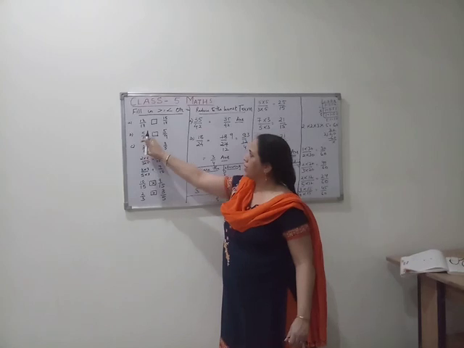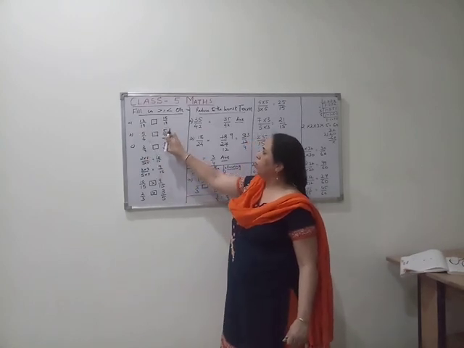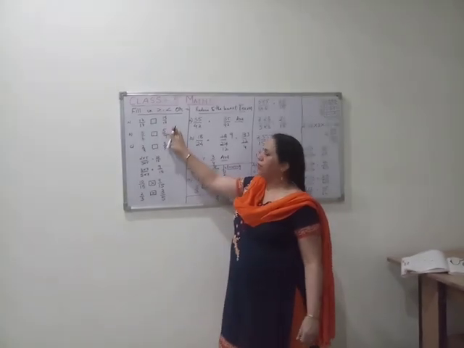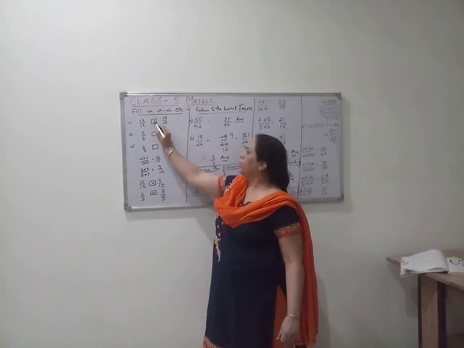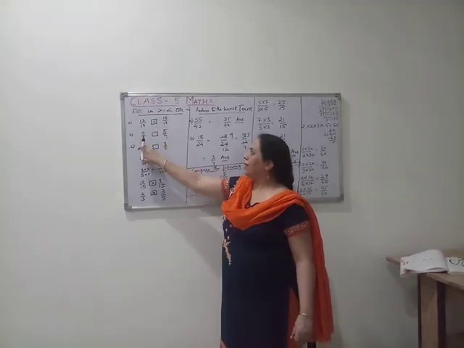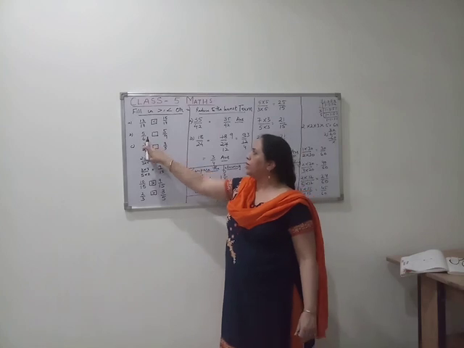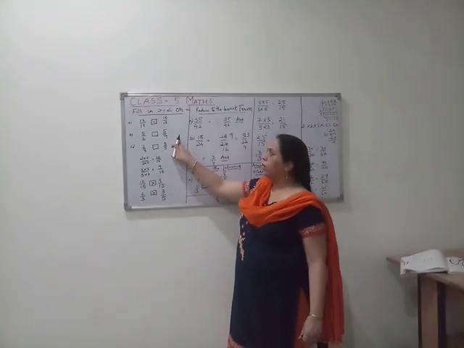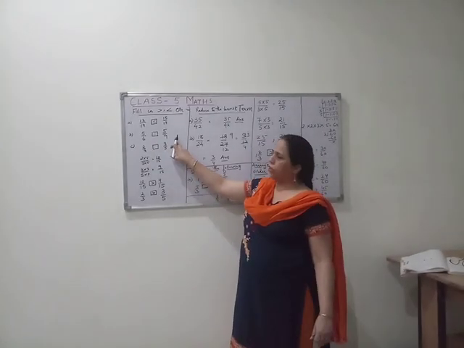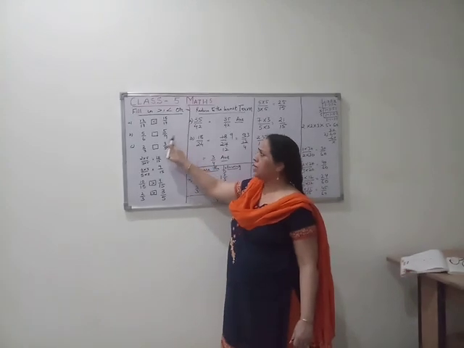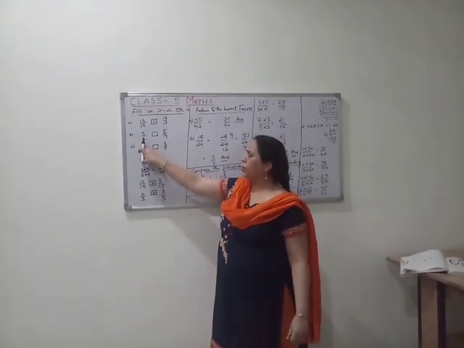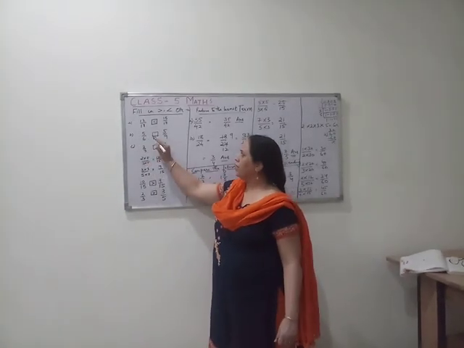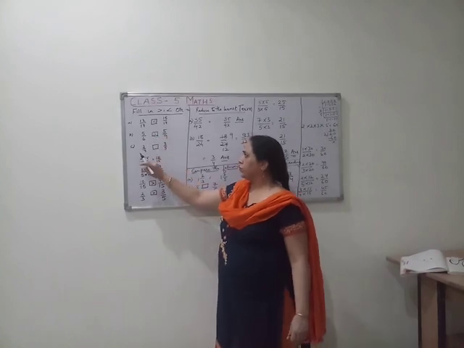So here you can see that 12 upon 17 and 15 upon 17 are there. The denominators are the same here and the numerators are different, so the bigger numerator will be the bigger fraction. In the second case, we see that 5 upon 6 and 5 upon 9 are there. The numerators are the same here and the denominators are different. In such cases, the smaller denominator gives the bigger fraction. So 5 upon 6 will be your bigger fraction.